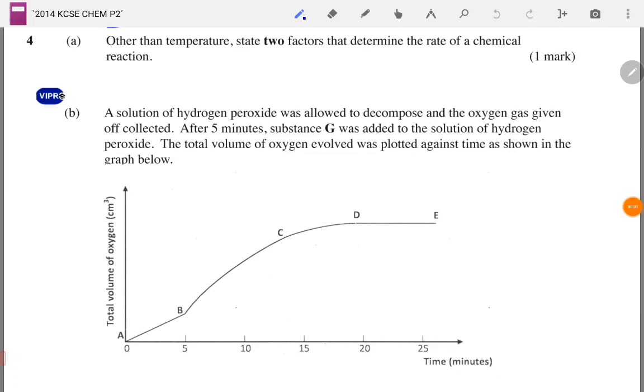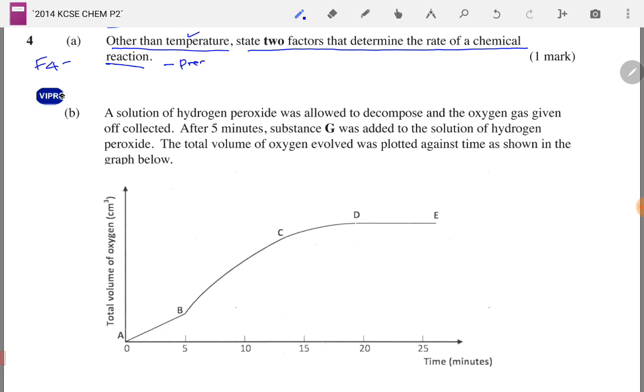Now question 4. Other than temperature, state two factors that determine the rate of a chemical reaction. Now this was covered in Form 4 under rates of reaction and reversible reaction. And so here several factors were discussed that affect the rate of a chemical reaction, one of which has been mentioned, which is temperature.